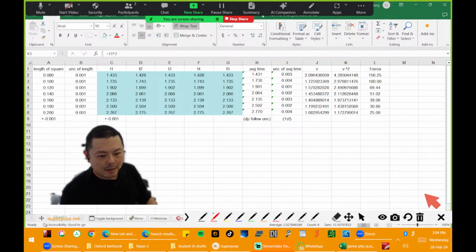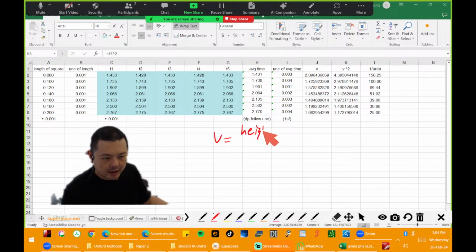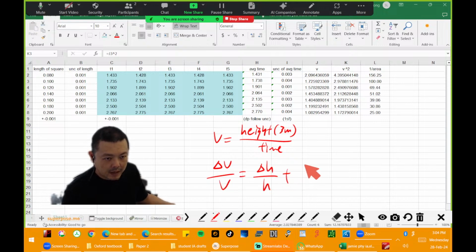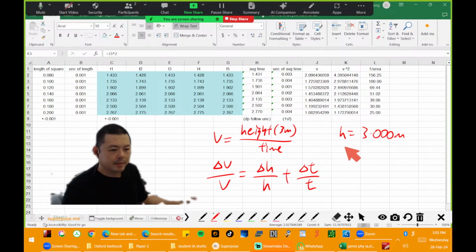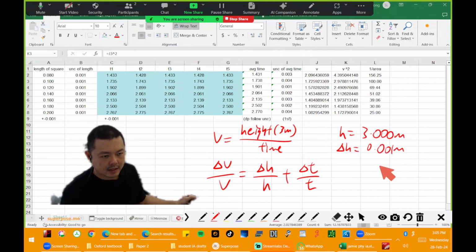Let me show you the sample calculations for V. V equals the height of 3 meters over the drop time. So del V over V is equal to del H over H plus del T over T. We're going to have to assume the del H. So H is equal to 3.000 meters, right? Say you use a measuring tape. Then the del H, because you use a measuring tape, is 0.001 meters. 1 mm is the uncertainty.